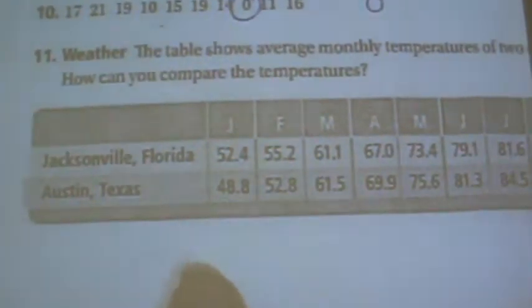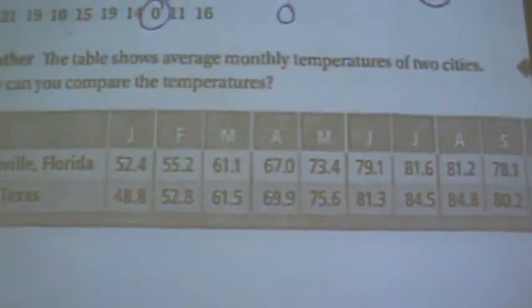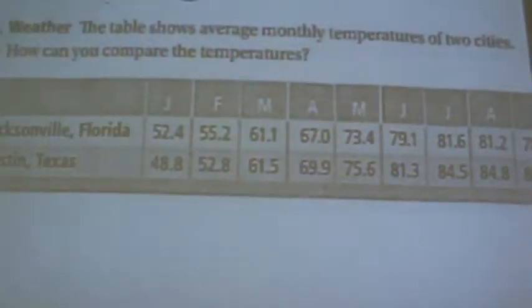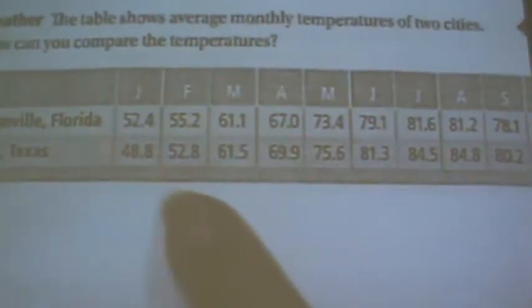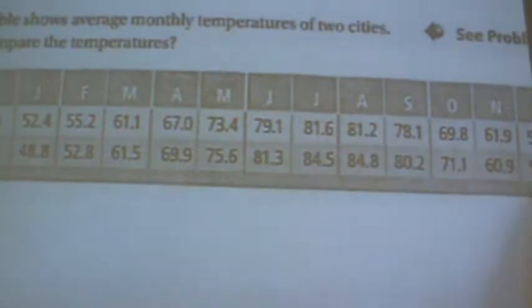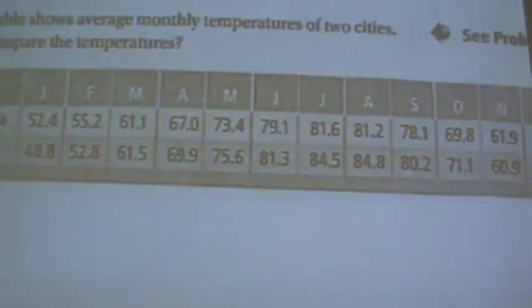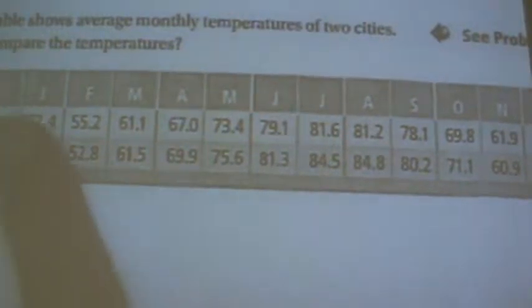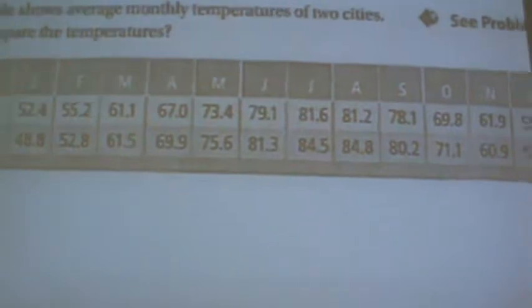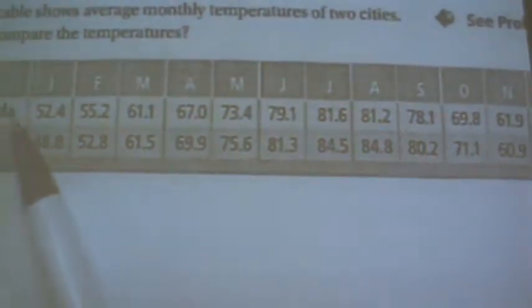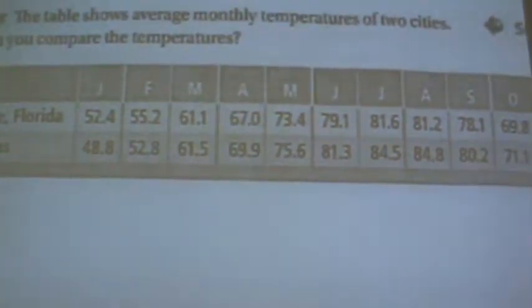Okay, number 11. This question basically asks you to compare, if you were to write something about the temperatures, if you found the average temperature here and here, you would compare them. How do you find the average? You add them up and divide by, is there 12? Yep, 12. So you figure out the mean for Jacksonville and the mean for Austin, Texas. And then you would make a comparison.